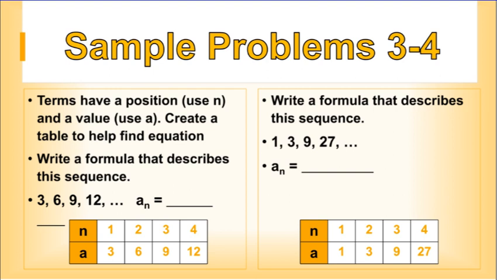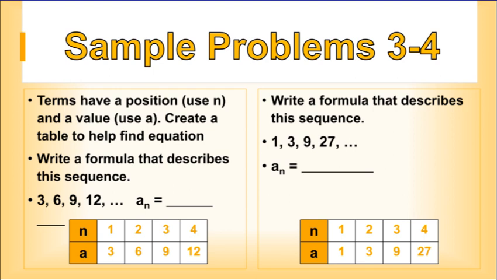Next sample problems. Terms have a position. Use n for the position and a for the value. Create a table to help find the equation. Write a formula that describes this sequence. So we've got 3, 6, 9, 12. A subscript n means what is the position, which term are you referring to, for this one.